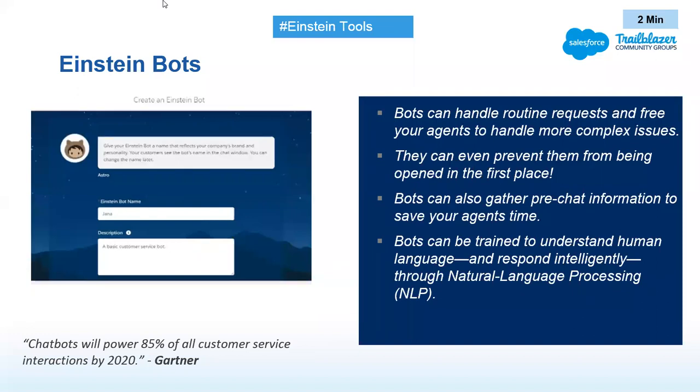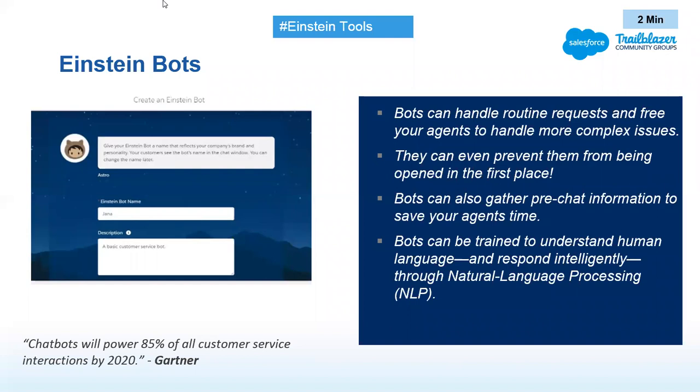A bot or a chatbot is a computer program which conducts a conversation with the customer. So it's not an actual human being, but a machine. It's a computer program which is sometimes a starting point for your service request. Bots can handle routine tasks and free your agents to handle more complex issues. We are going to have a demo on Einstein Bots also today, but they can free up your agents' time so they can focus on more complex issues rather than just answering the routine. So this process can be automated.